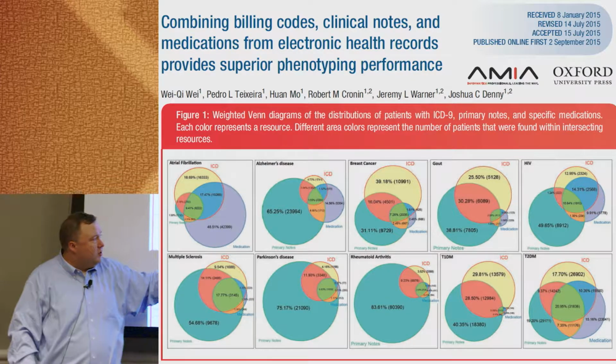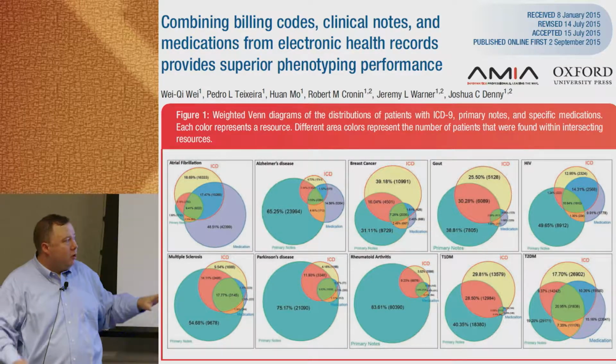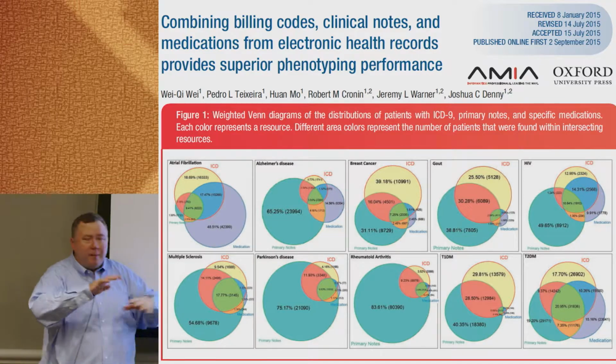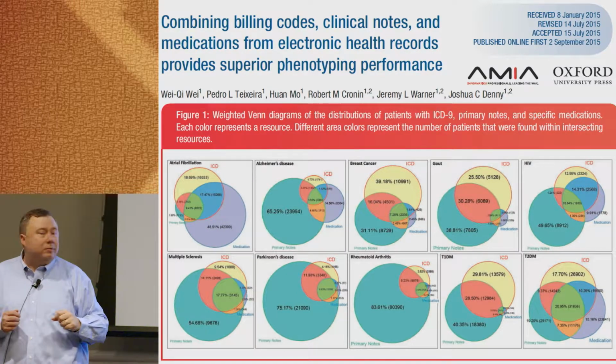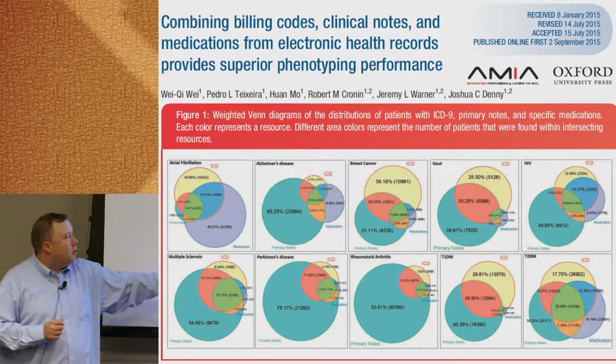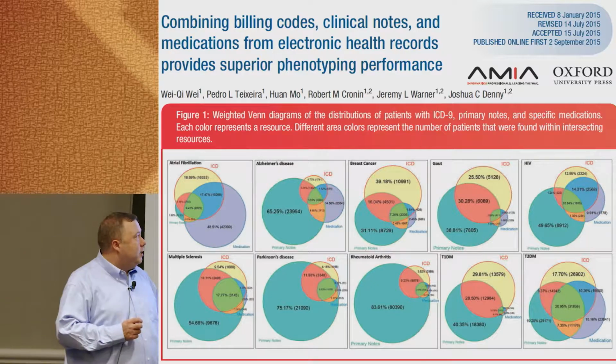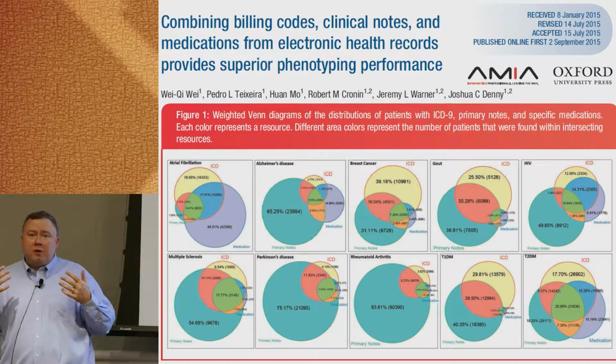But if you're looking across this panel of 10 different diseases that these authors reviewed, what you notice is that the size of the circles and the amount of overlap varies considerably. You've got Alzheimer's and breast cancer and gout and HIV and multiple sclerosis and Parkinson's and rheumatoid arthritis and type 1 diabetes and type 2 diabetes, and all of these exhibit different patterns.